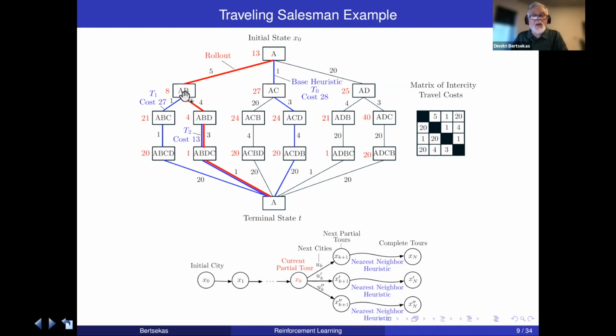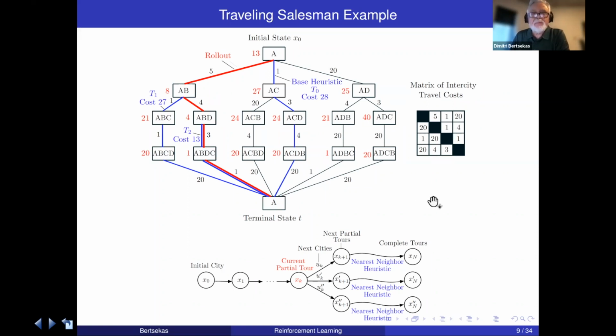And if we compare the numbers, 1 plus 1 plus 20 is 22, 4 plus 3 plus 1 is 8. This one wins. So after moving here, we change course. Instead of going here, we'll go here. And then there is no choice after that. So the rollout algorithm is going to generate this red sequence, which incidentally is optimal in this particular case. So that's how the algorithm works.